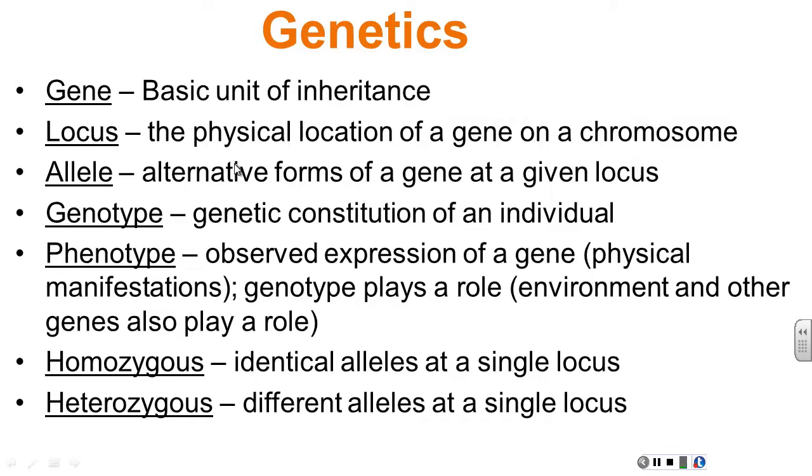Locus, or loci if it's multiple, is the physical location of a gene on a chromosome. For some diseases, we will talk about the actual physical location. Allele: alternative forms of a gene at a given locus. So for allele, normally in this class, we're really going to be talking about a normal and a disease allele. That's the extent we're going to get into.